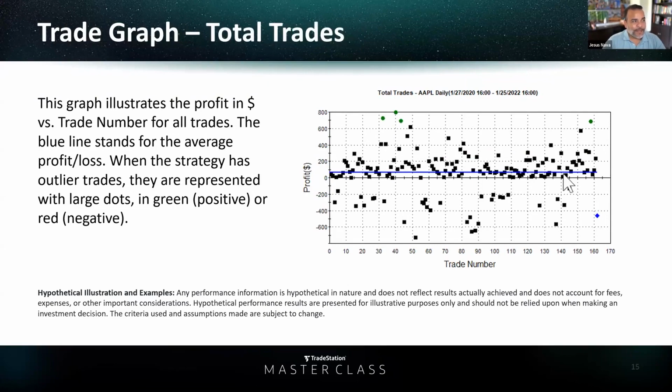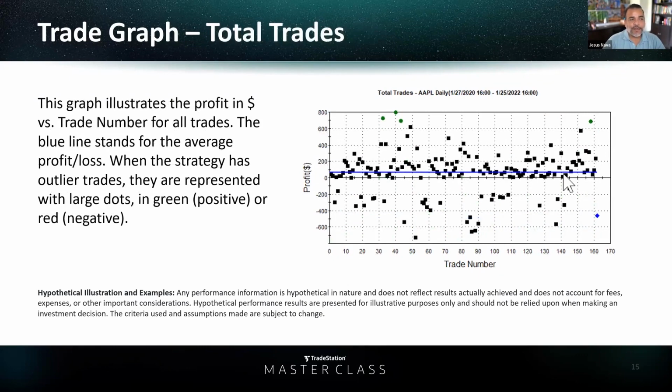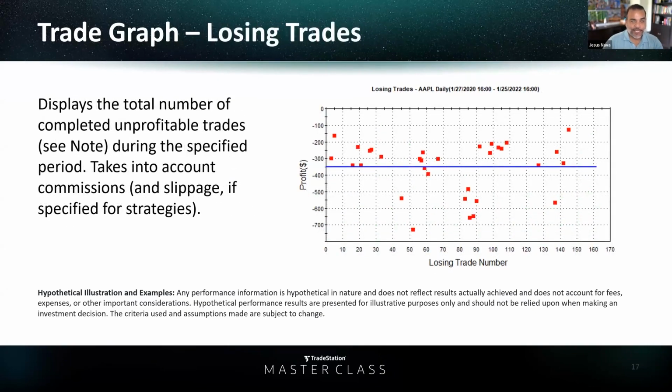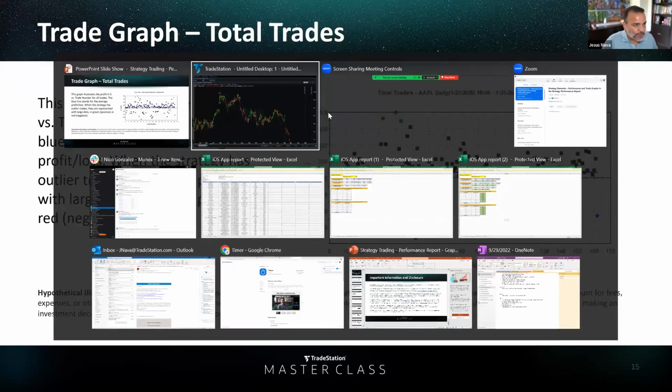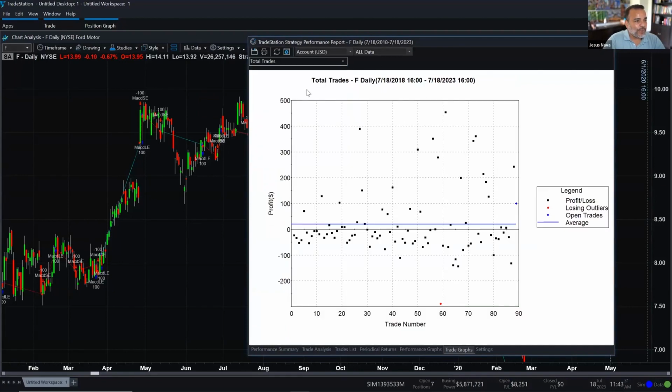The next three, we have total trades. I'm also going to combine them because there's three that are related: total trades, winning trades, and losing trades. Let's take those three together because they're very similar, and let's see what it's trying to tell us. Let's go over here to my backtest and go to total trades.